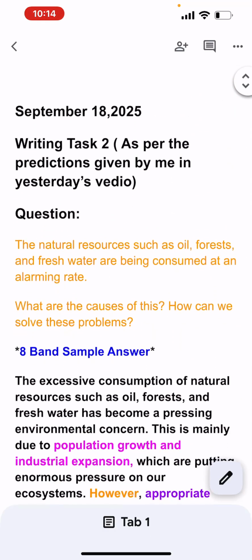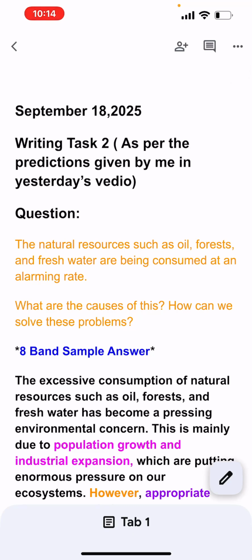So this was the real question which was asked in today's IELTS examination, September 18, 2025.